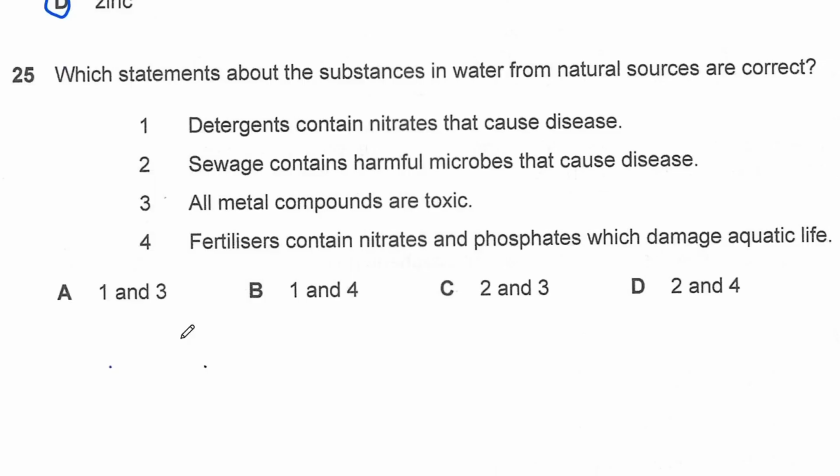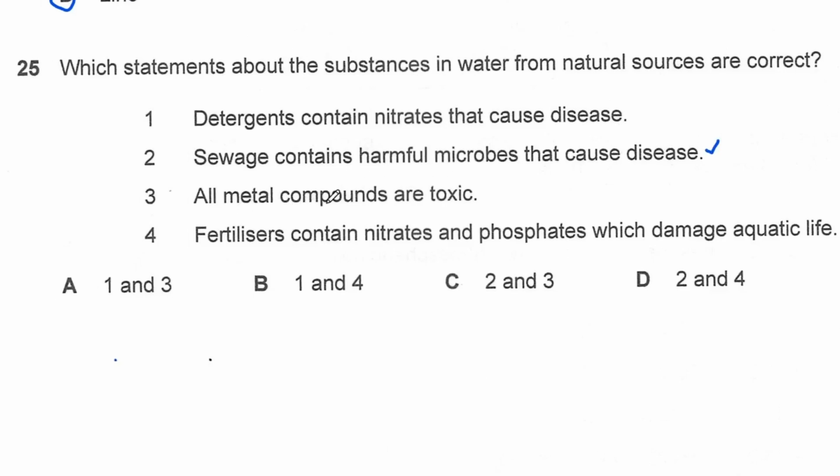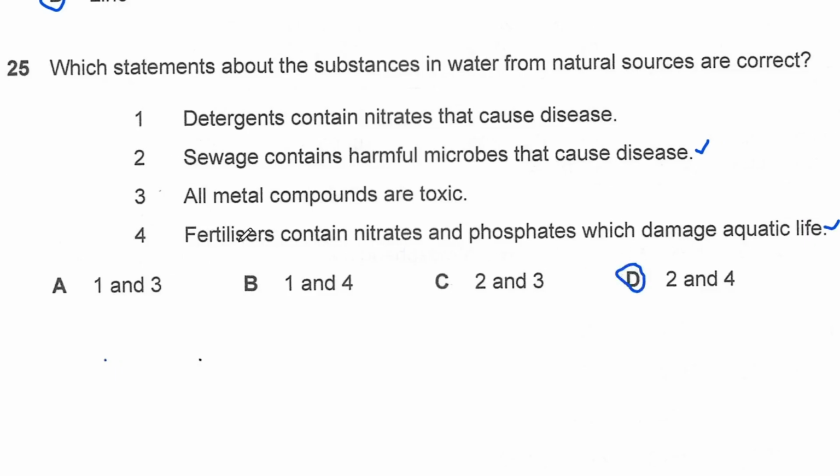Question 25. Which statements about the substances in water from natural sources are correct? Detergent contains nitrate that causes disease. That is not correct. Sewage contains harmful microbes that cause disease. That is correct. All metal compounds are toxic. That's incorrect. Not all metals are toxic. Fertilizer contains nitrate and phosphate, which damage aquatic life. That is correct. So therefore, the answer is D, 2 and 4.